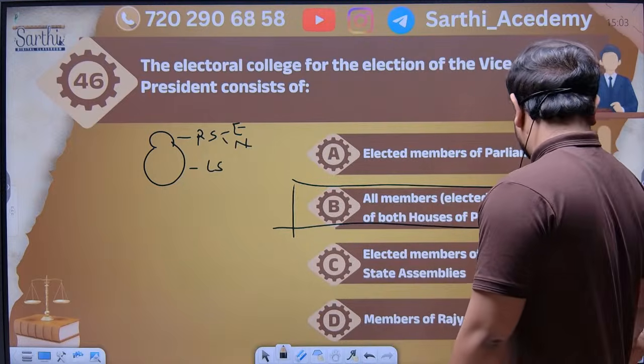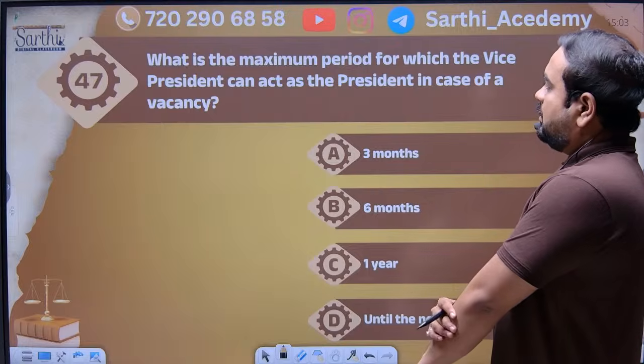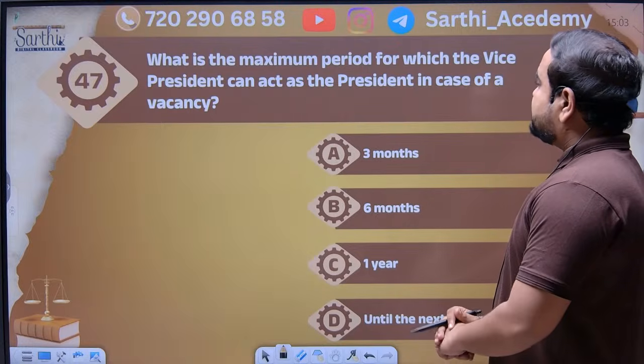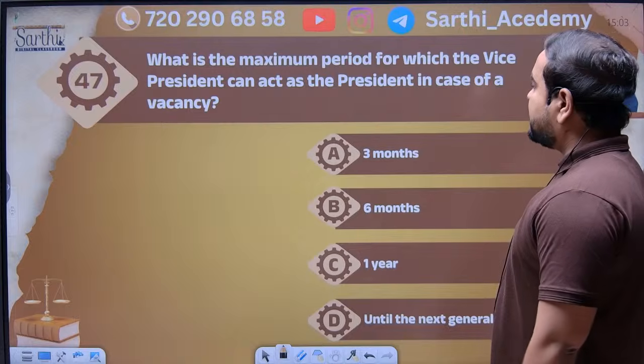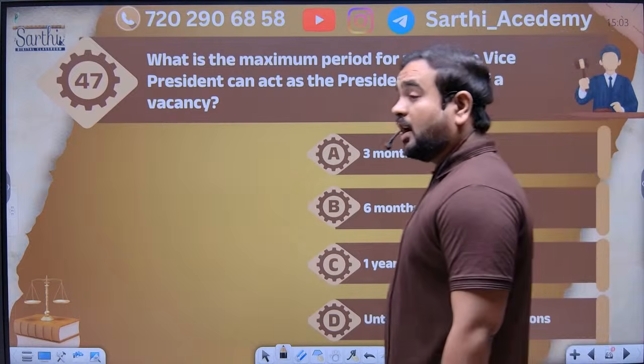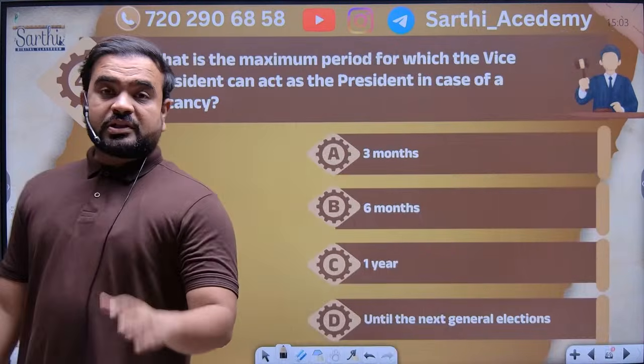So option B. What is the maximum period for which the vice president can act as the president in case of a vacancy? Very nice question, and I am not going to give the answer to this.